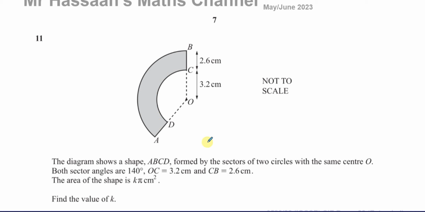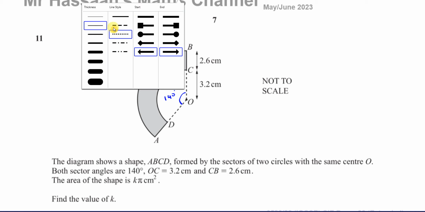So the diagram shows a shape ABCD formed by the sectors of two circles with the same center O. Both sector angles are 140, so this angle here basically is 140 degrees. Okay, and OC equals 3.2 and CB equals 2.6, which means the radius of the smaller circle here is going to be 3.2 as shown here.